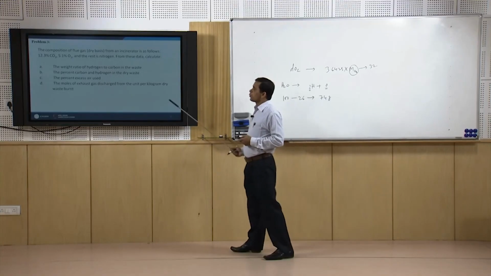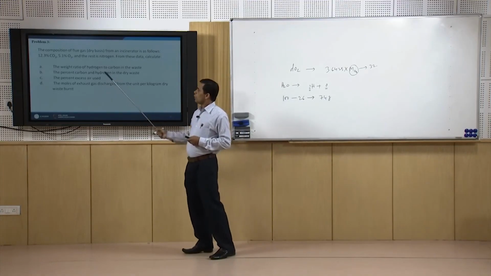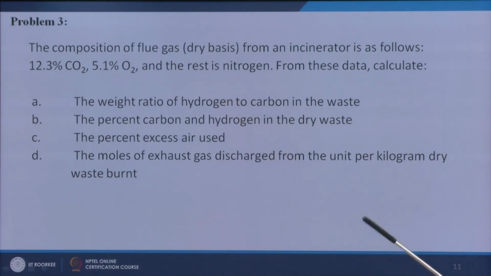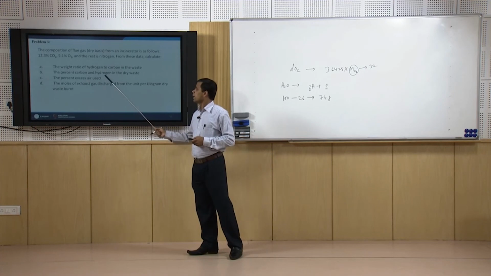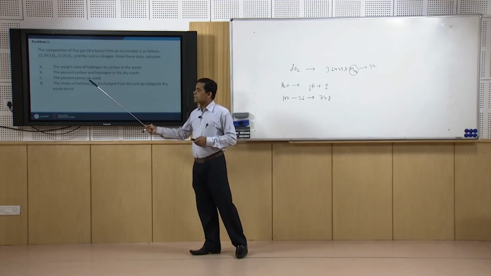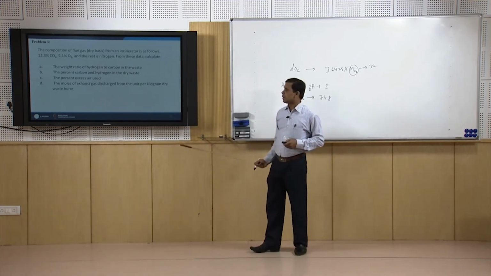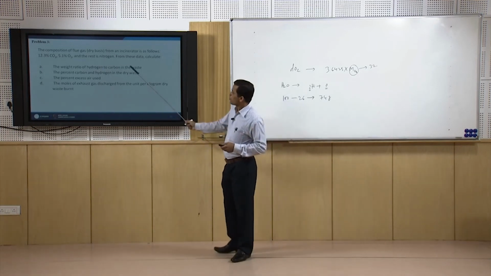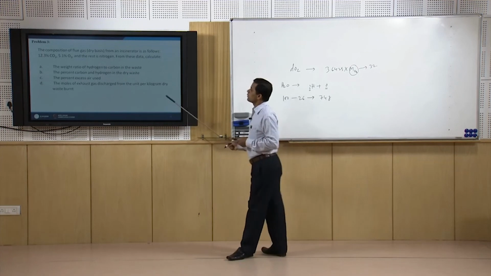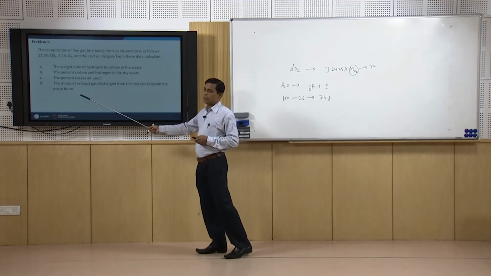Now, problem number 3. The composition of flue gas, dry basis, from an incinerator is as follows: 12.3% CO2, 5.1% oxygen and the rest is nitrogen. From this data calculate the weight ratio of hydrogen to carbon in the waste, the percent carbon and hydrogen in the dry waste, the percent excess air used, and the moles of exhaust gas discharged from the unit per kilogram dry waste burnt. These are the statements and we have to solve these 4 problems: A, B, C, D, 4 parts.